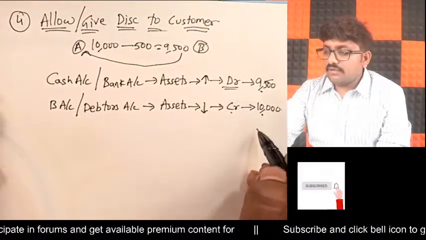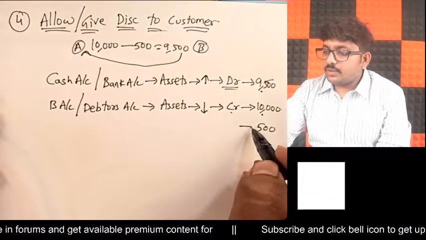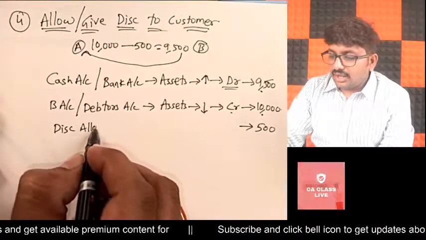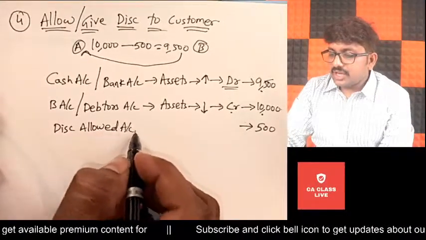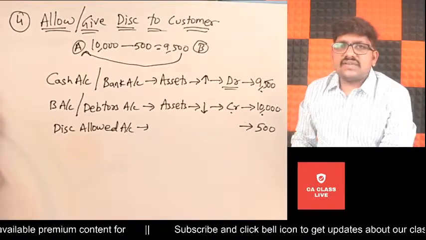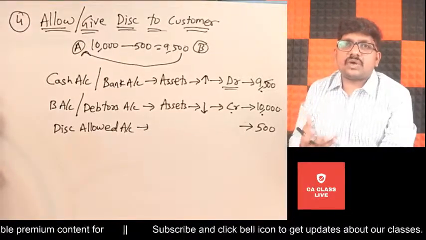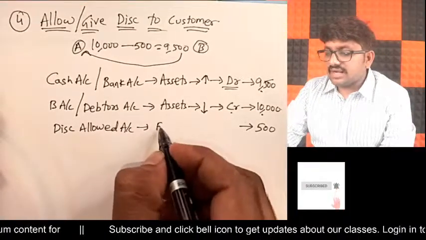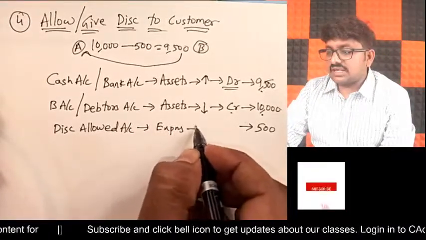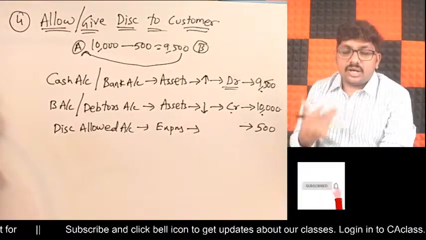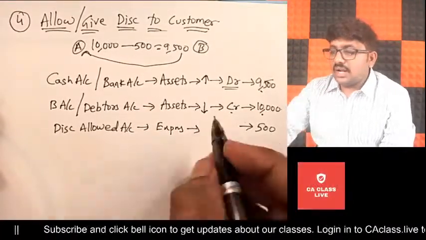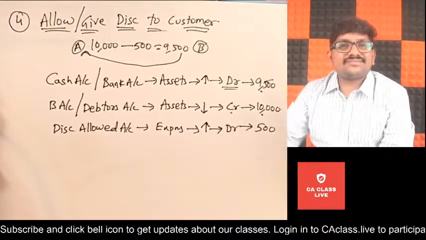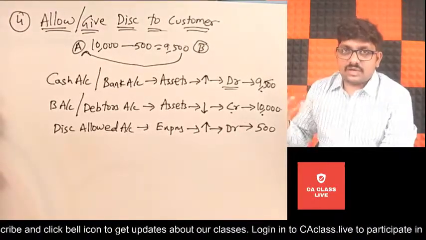What about the remaining 500 rupees? That 500 rupees is discount allowed or discount given. As I told you, 10,000 rupees you have to receive, but you are receiving only 9,500, where 500 rupees is your loss. That loss I will take as a part of my expenses or losses, and because you have given extra, your expense or loss will increase. When expense or loss increases, you have to debit. Obviously expense increases, debit.